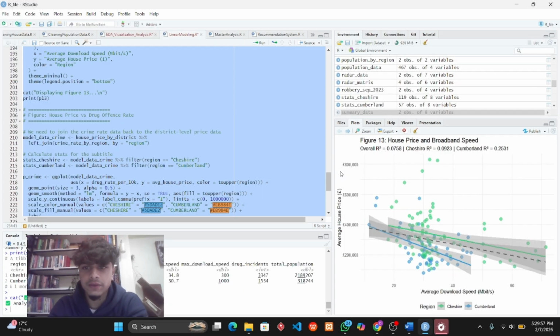As you can see in figure 13, house price and broadband speed. This figure shows a very weak relationship between broadband speed and house price. This means broadband speed alone does not explain property values.